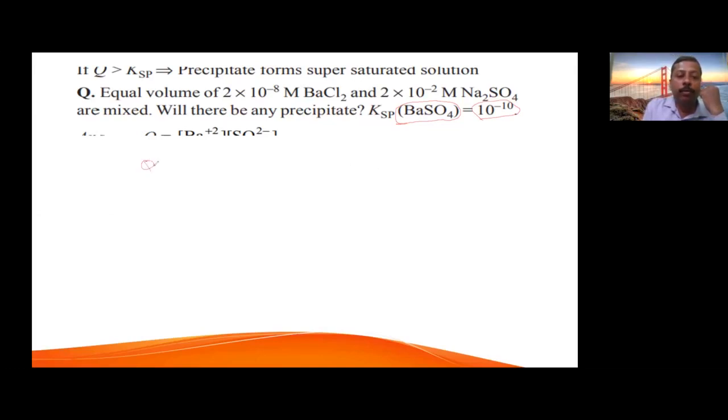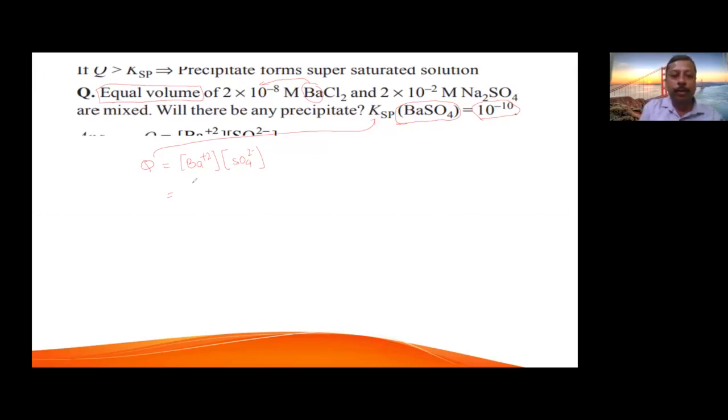Now we will find the Q from the concentration of Ba2+ and the concentration of SO4 2-. Then we will compare this Q with the Ksp. Who is giving us barium? This is giving us barium. Here there is a dangerous word. What is the dangerous word? Equal volumes. Equal volumes is a silent killer, because it will kill your marks without you knowing.